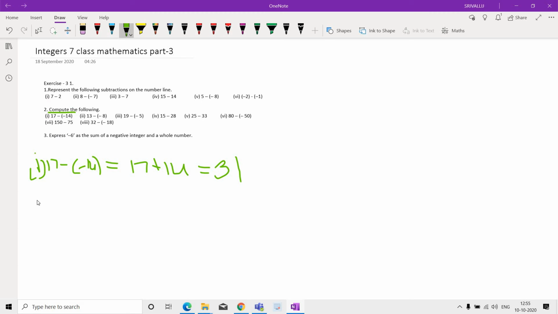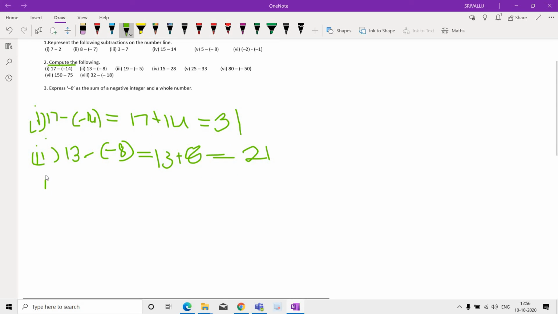So we completed the first one. Second one, 13 minus minus 8. So subtract minus 8 from 13. We know minus into minus is plus, so 13 plus 8 is how much? Say for me. 21. 13 plus 8 is 21.